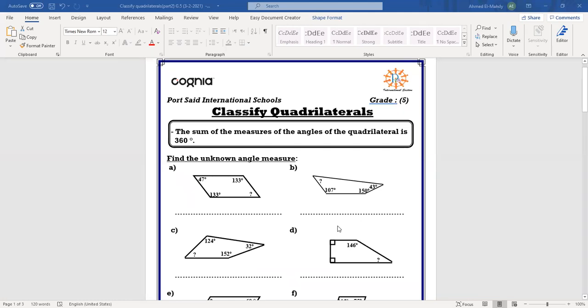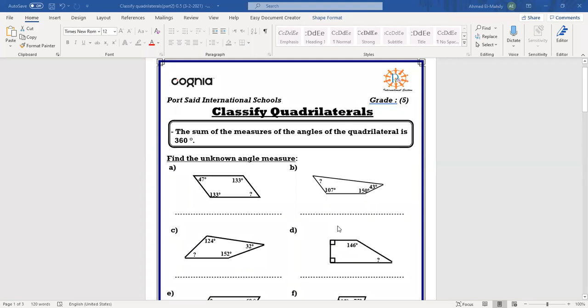In the parallelogram, each 2 opposite sides are equal in length and parallel, and also each 2 opposite angles are equal in measure. The second one is the rectangle. In the rectangle, each 2 opposite sides are equal in length and parallel, and all its angles are equal in measure because it has 4 right angles.